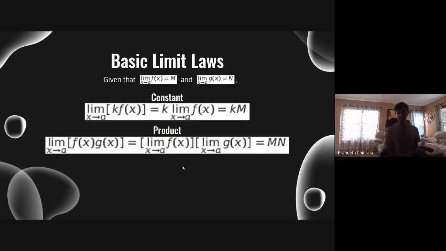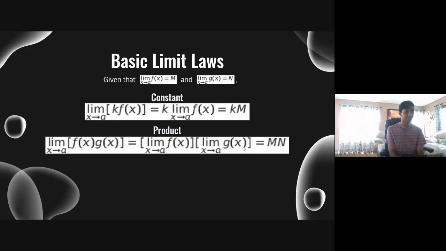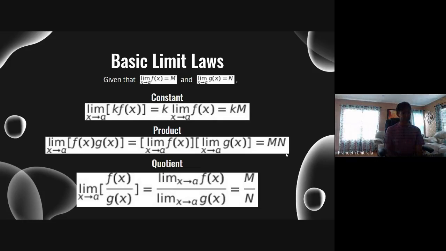Now with a product, simple again, the limit as x approaches a of a product of 2 functions, separate the 2 functions, take the limit of each individual function, and then multiply those. So you get m times n. Same with a quotient. If you have a limit of a quotient of functions, take the limit of each individual function, and then divide them. So m over n.